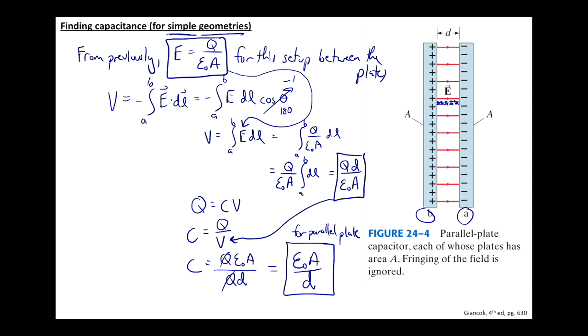On these problems, yeah. From low to high will always give you a positive potential difference.